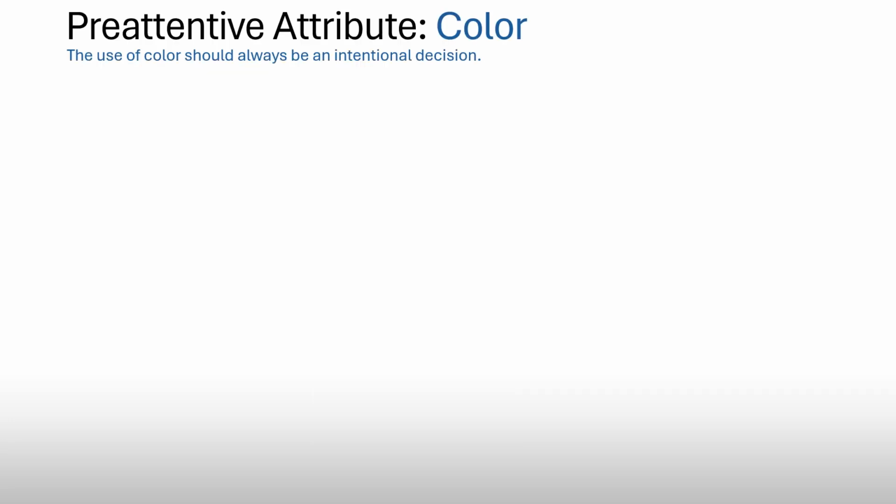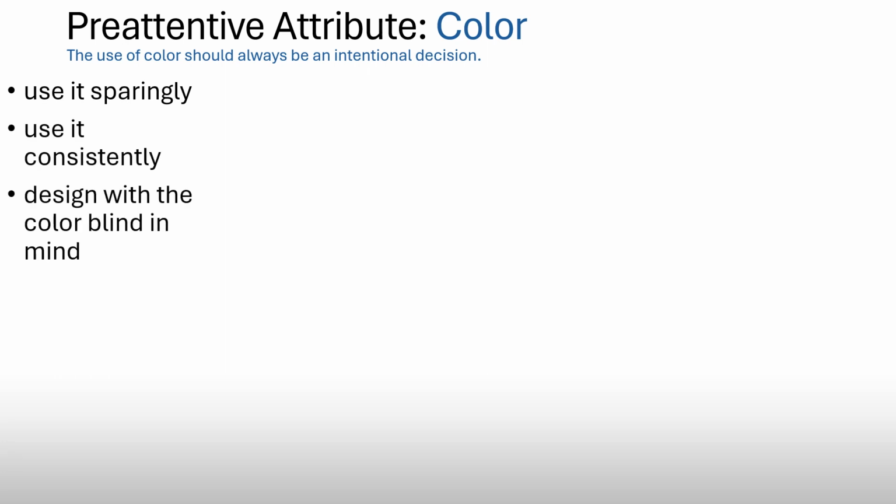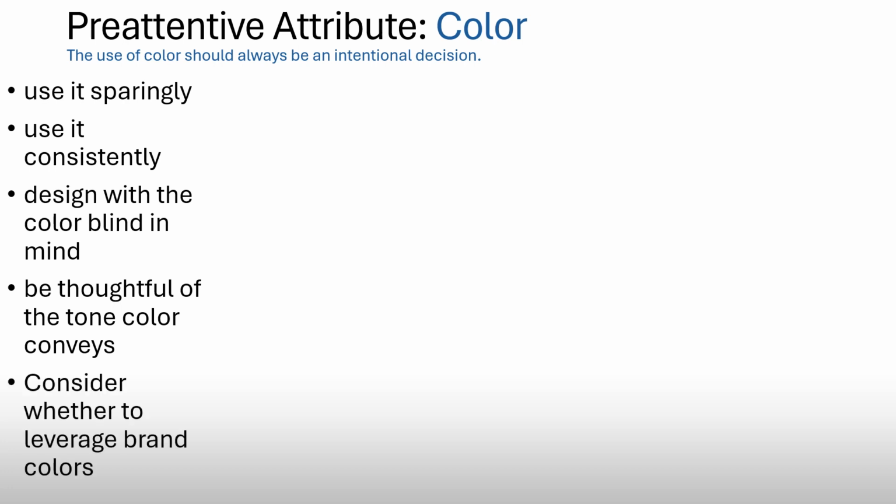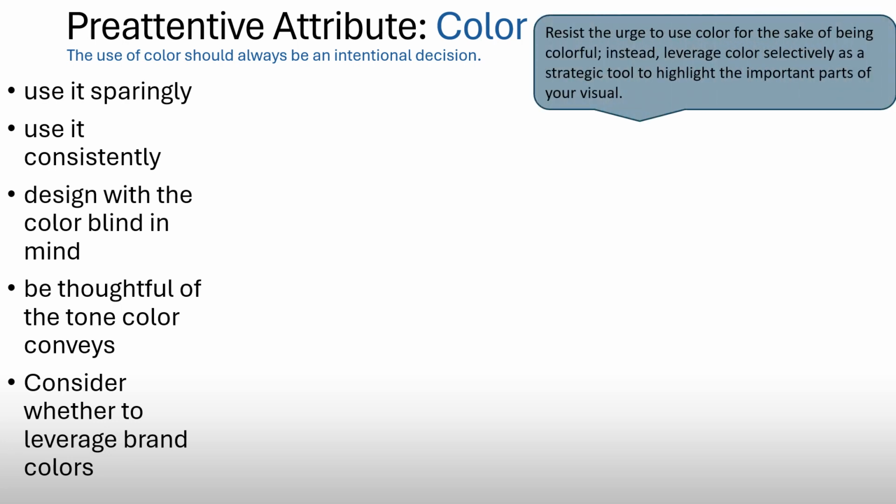The next pre-attentive attribute is color. We should use color with intention. It should be used sparingly, consistently. It should be used with the colorblind in mind. Please be thoughtful of the tone your colors convey, and consider whether to leverage brand colors if they exist. Resist the urge to use color for the sake of being colorful. Use color with intention.